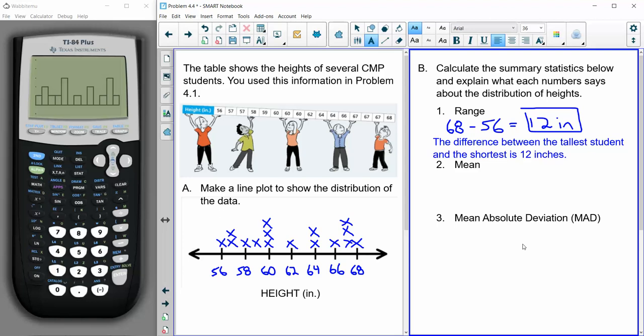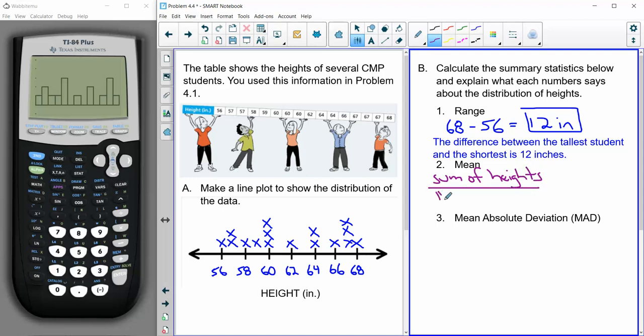All right, what about the mean? That's where we add up all the numbers and divide by how many there are. Let's write that down: sum of heights divided by number of students.